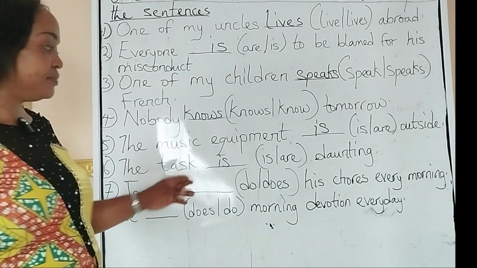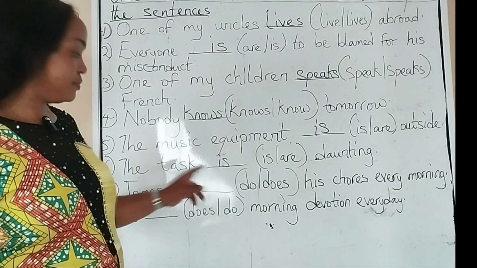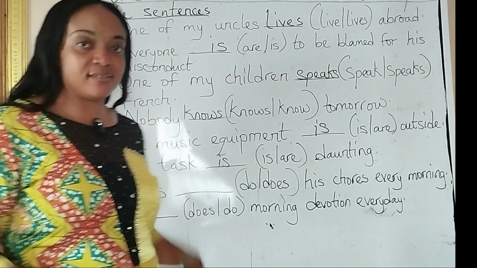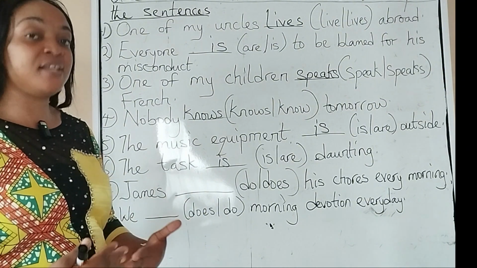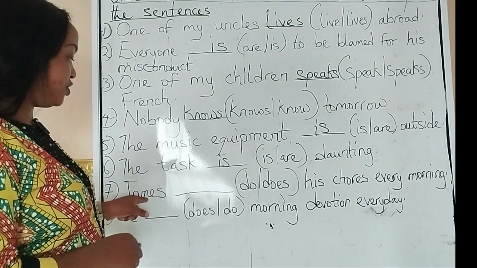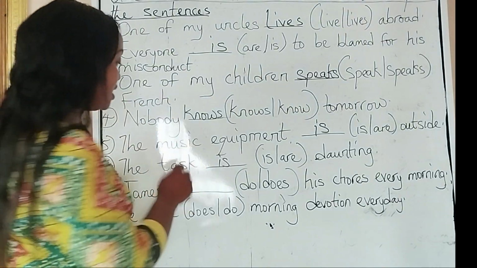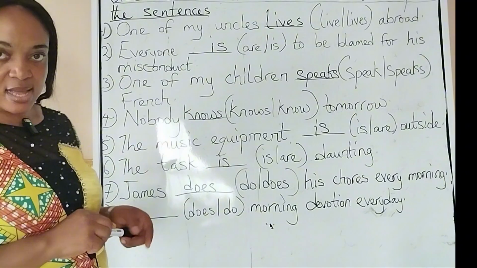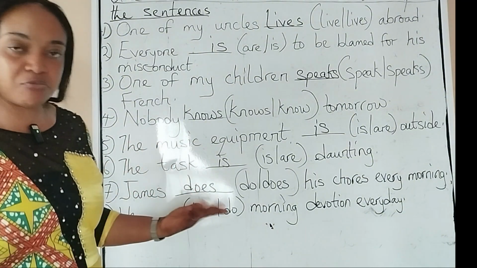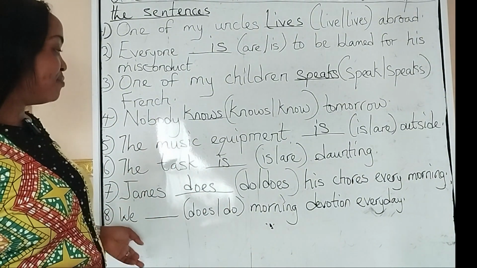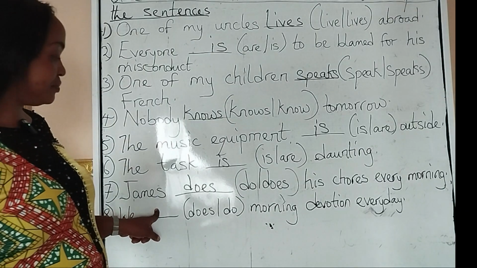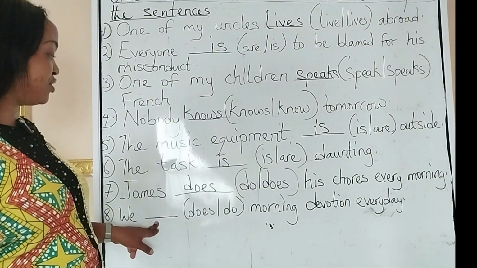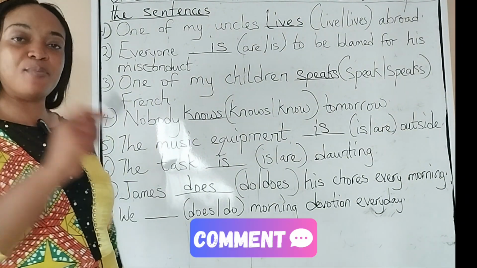James does his chores every morning. Habitual action. Something he does all the time. What do we say? James is just a person, a name. And we say does. James does his homework or chores or whatever it is. And the last but not the least, we morning devotion every day. I want you to drop the answer right under the comment section.